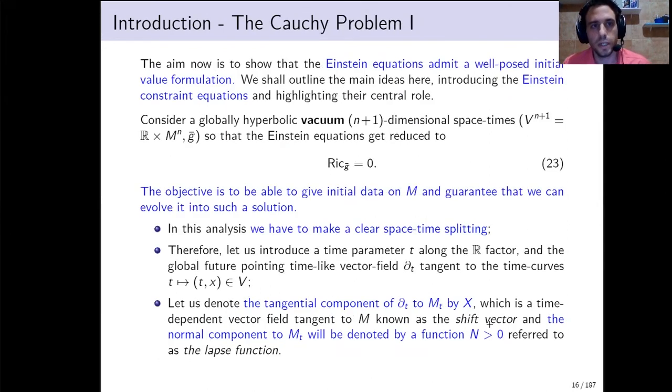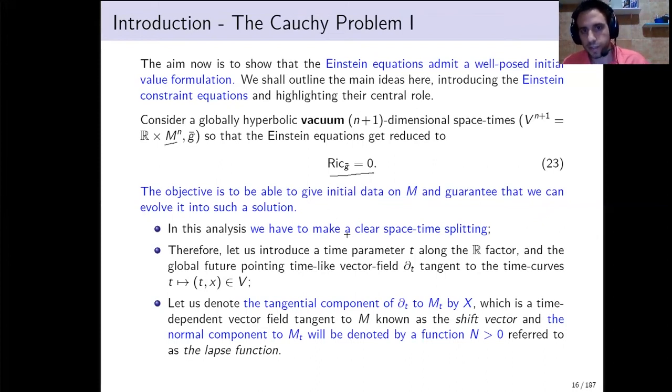Good. So now let us go into some construction associated to the Cauchy problem in general relativity. We will merely highlight the main ideas, and the idea here is to be able to introduce the constraint equations in its natural setting and provide some intuitions. So the idea is, if we consider a globally hyperbolic n+1 dimensional spacetime, so that in vacuum our equations are Ricci flat, the objective for us is going to be to provide initial data on our Cauchy surface and then to evolve it into a solution of these equations.